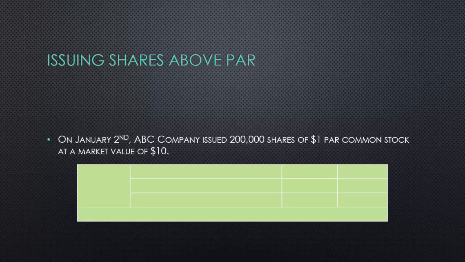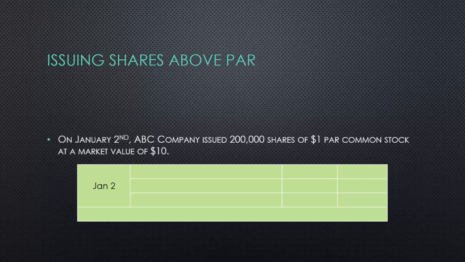What if we issue shares above par? Let's say on January 2nd, ABC Company issued 200,000 shares of $1 par common stock, and they're going to do it this time at a value of $10, which is common. Companies typically issue new shares well above the stated par price. We fill in our date.